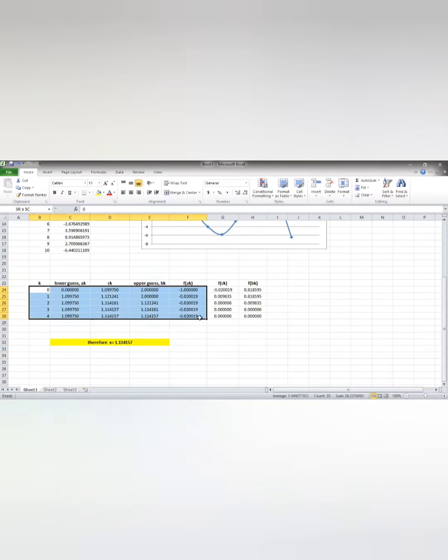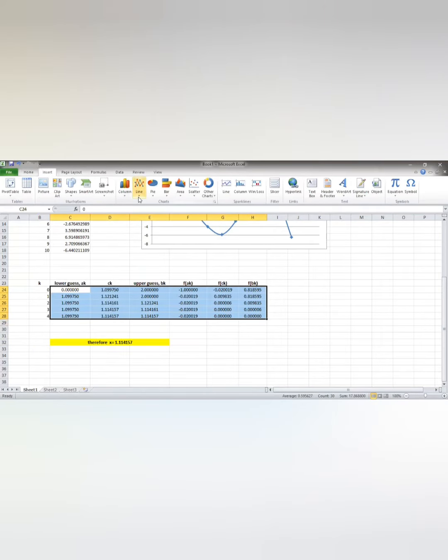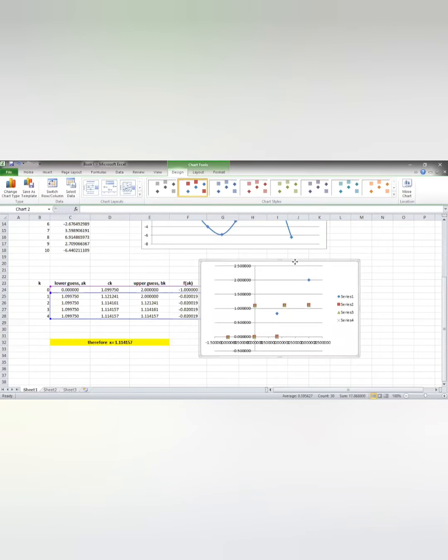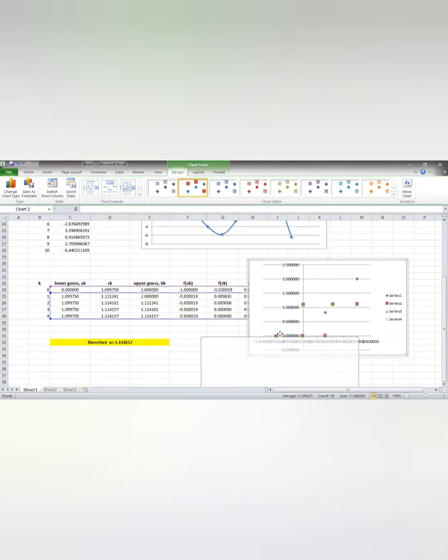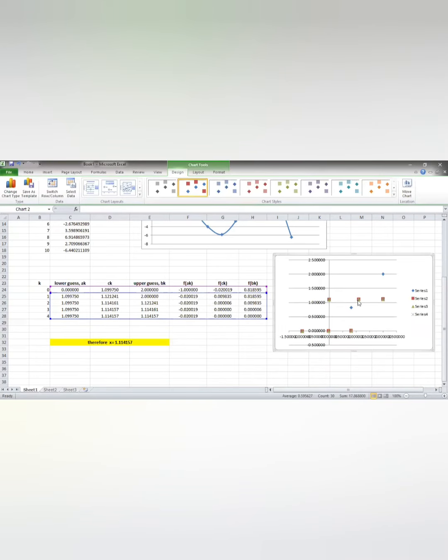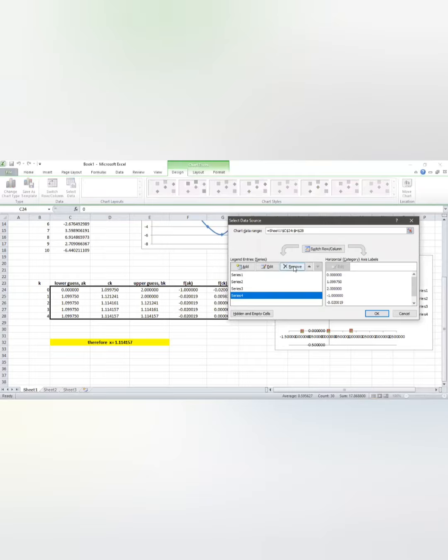So next we have to graph these values. We have to use a scatter plot, the x and y scatter plot. Okay, we have to edit this. We have to select data. Then I have to remove this.